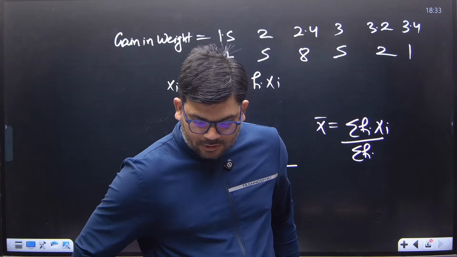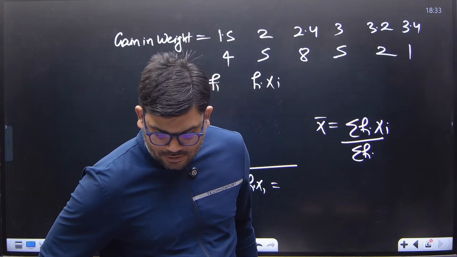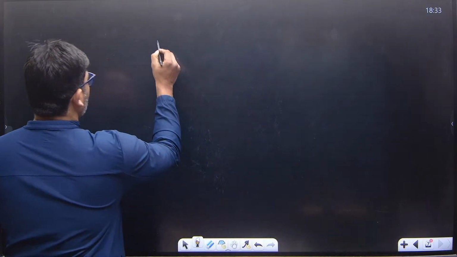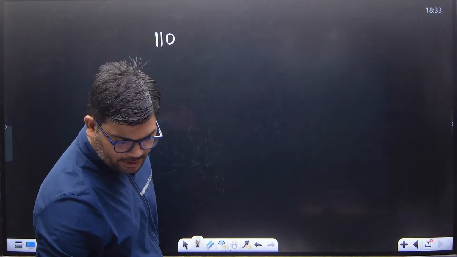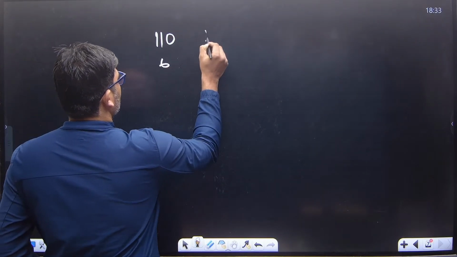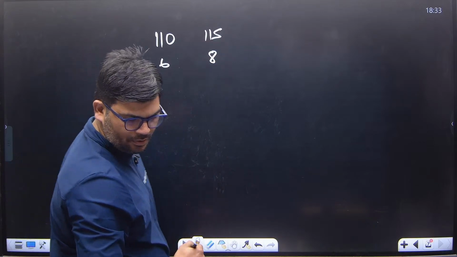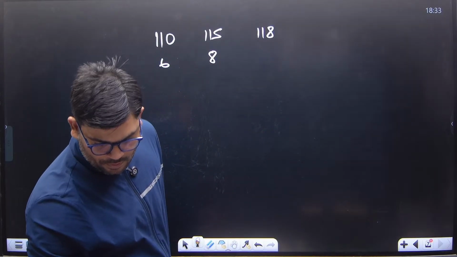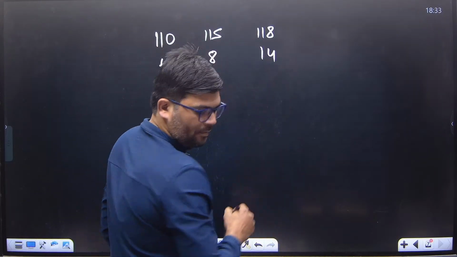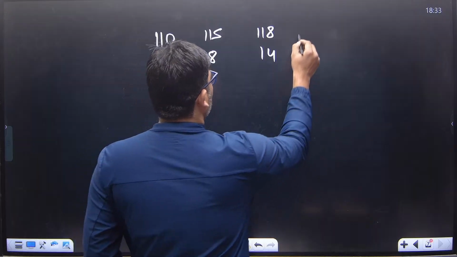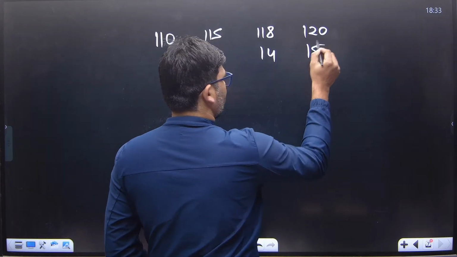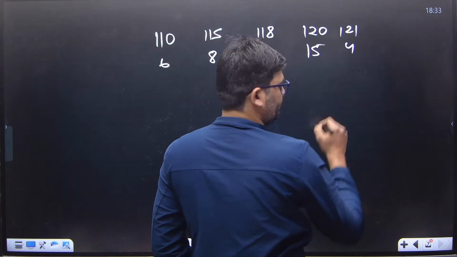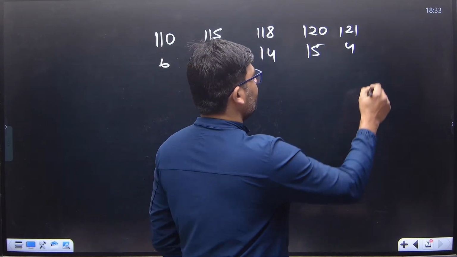The distribution of heights of 50 children was as under. So now this is another way of doing it. 110, 6; 115, 8; 118, 14; 120, 15; 121, 4; 125, 3.